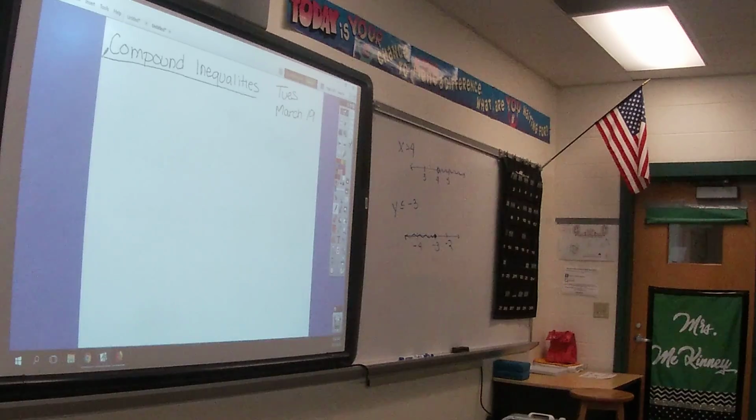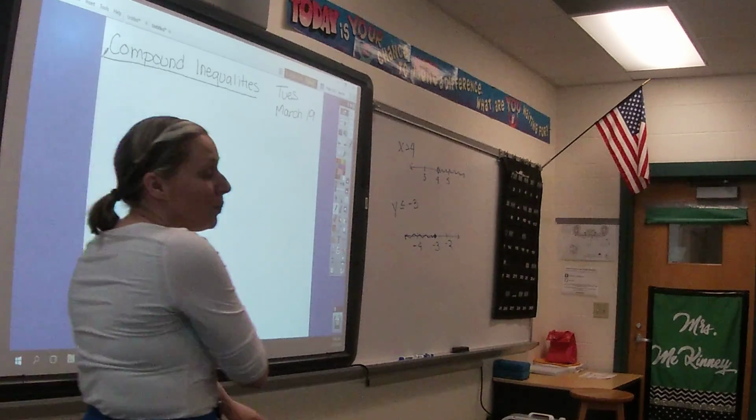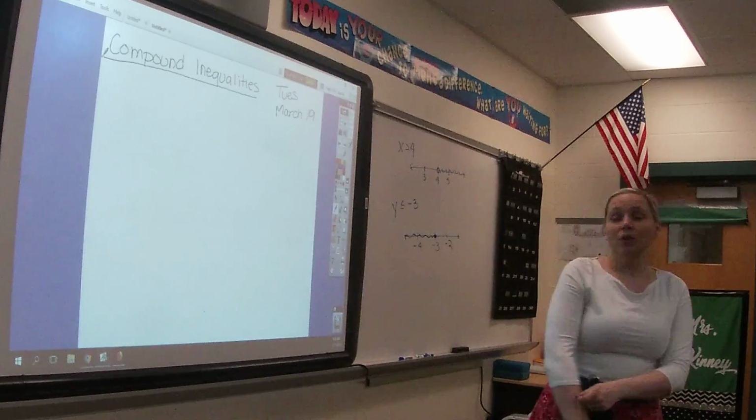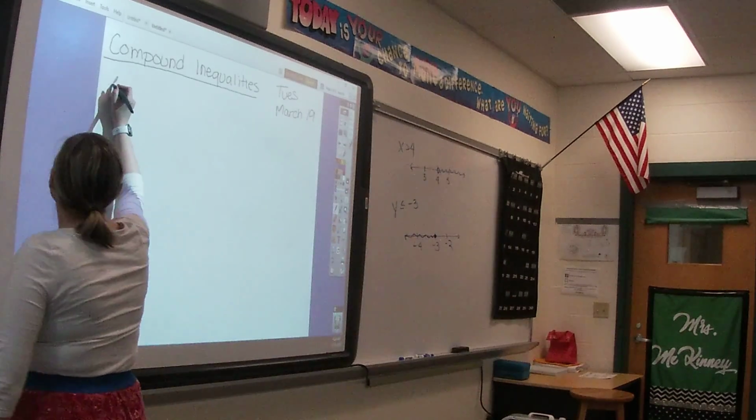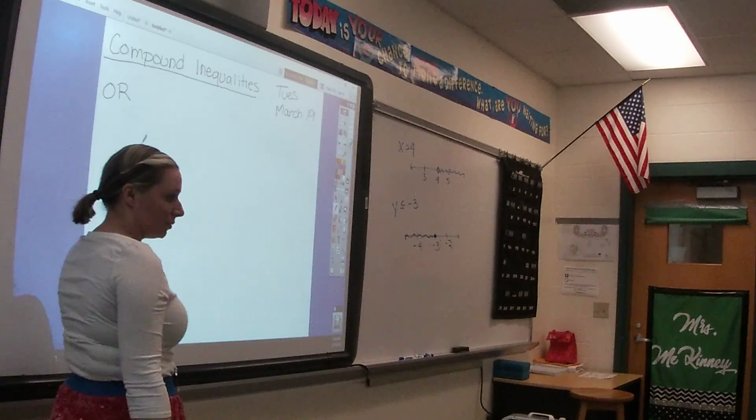Okay, so that's what we're looking at here. Multiple things being put together. So here we're going to look at multiple inequalities that are being put together. And multiple inequalities can be put together in two different ways. The first one we're going to look at is that we're going to put them together with the word or.